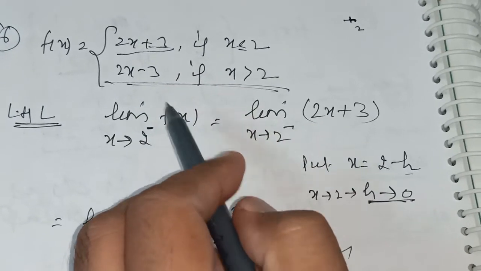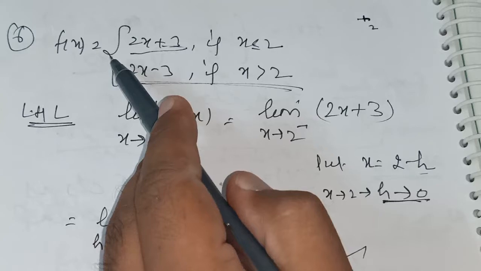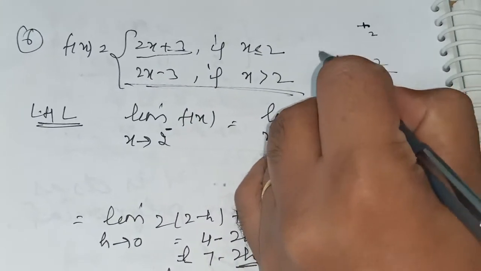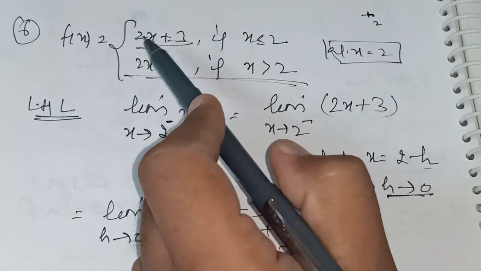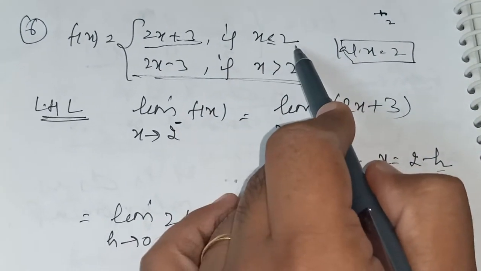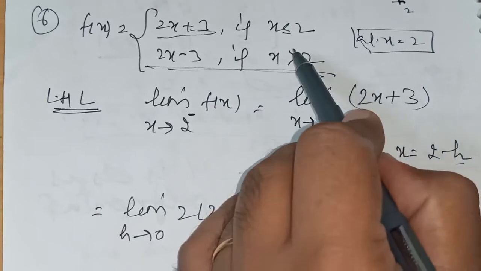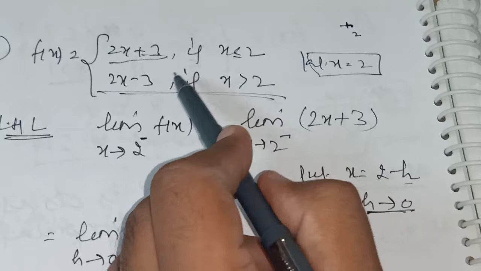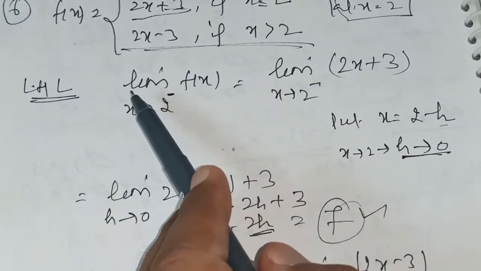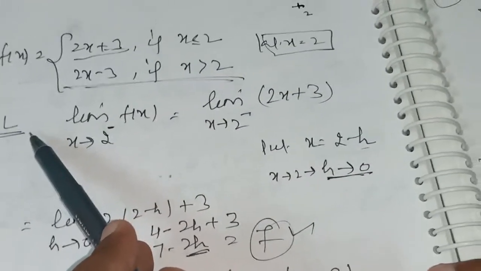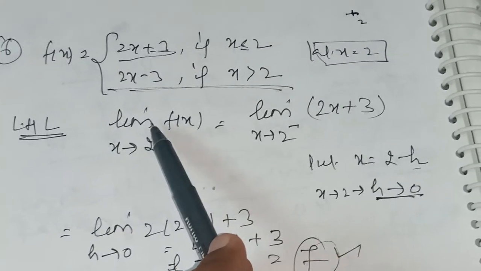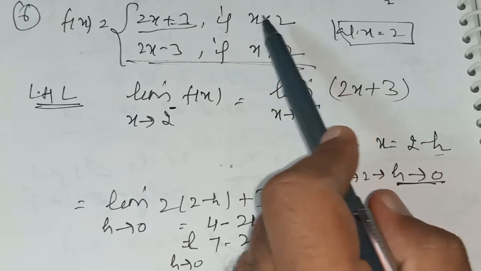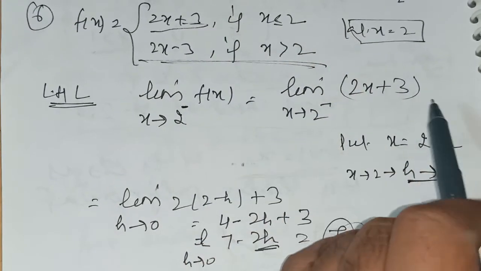Okay, now again there is a function fx, the limiting point is x equal to 2. The function is defined as 2x plus 3 if x is less than or equal to 2, and 2x minus 3 if x is greater than 2. We have to check whether at x equal to 2 the function is continuous or not. The procedure is, first of all, find LHL, that is the left hand limit. That means the limit as x tends to 2 negative of fx. 2 negative stands for less than 2, so for less than 2 we have the function 2x plus 3.